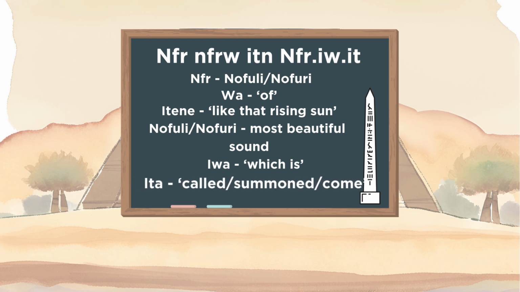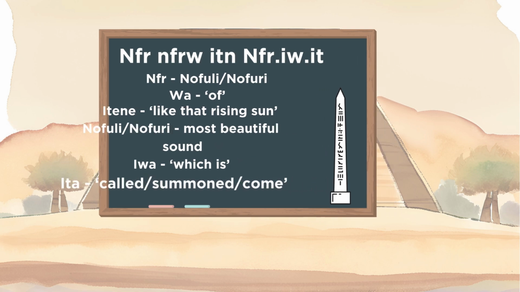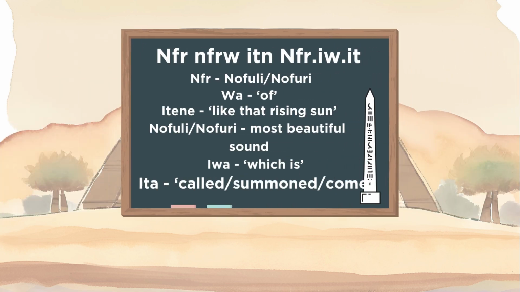Ita, oversimplified, simply means to be called or to come into existence or to be present, to be summoned basically. Iwaita is an expression that denotes to show up because you are summoned. So her name translated means expected beloved, most beautiful sound. Beloved, most beautiful sound. You are summoned, show up, beloved, most beautiful sound.